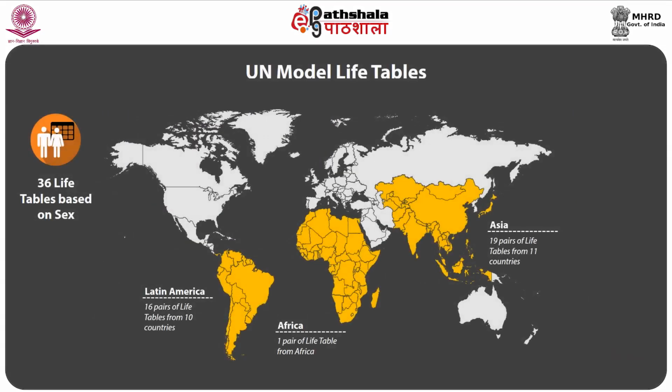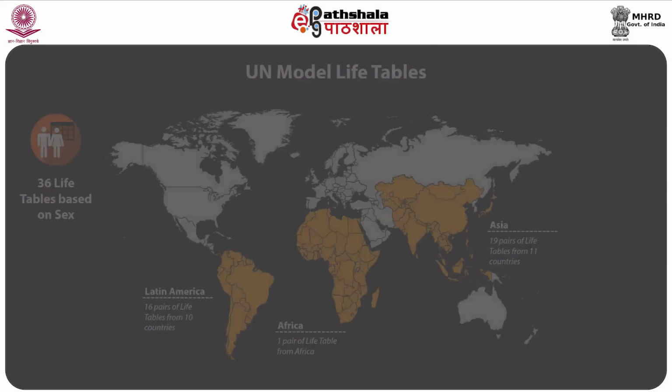The new model life tables constructed 36 life tables by sex, that is 36 into 2, 72. 16 pairs of life tables come from 10 countries in Latin America, 19 pairs from 11 countries in Asia, and 1 pair from Africa.